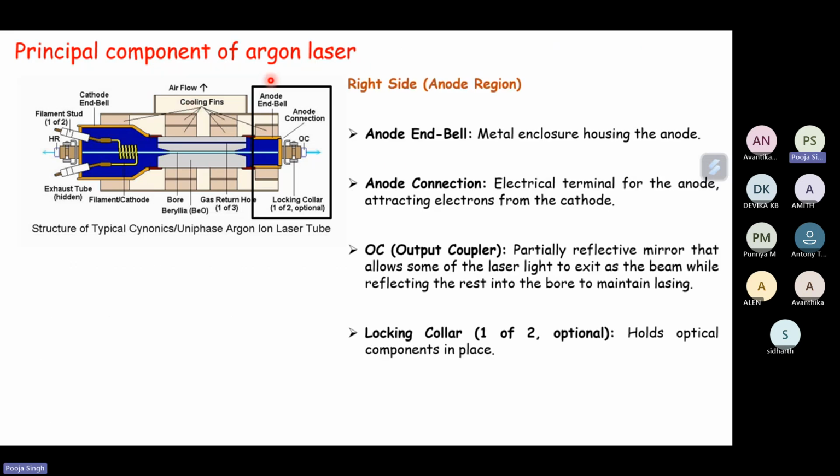Then the right side has the anodic region. The anodic region is the anode end bell, anode connection, and the output coupler. In a similar way, the cathodic side has its own region.